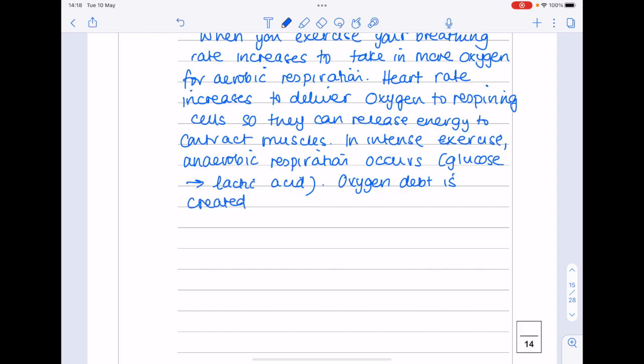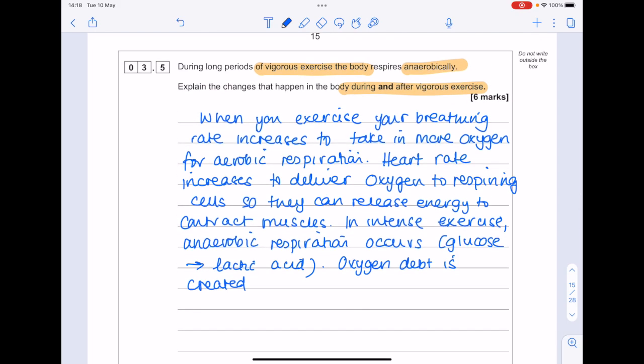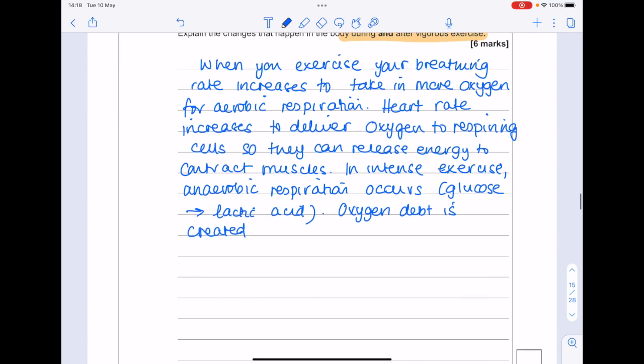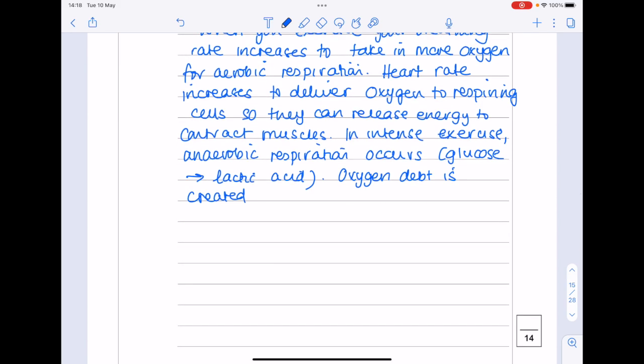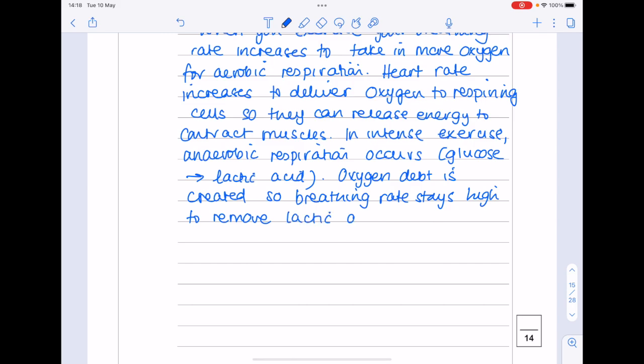And so if we consider the wording of the question, what happens after exercise? Well, our breathing rate stays high. And why is that? To repay our oxygen debt. So our breathing rate stays high to remove lactic acid, which would otherwise cause muscle fatigue because it's toxic. There are tons of marking points available here.